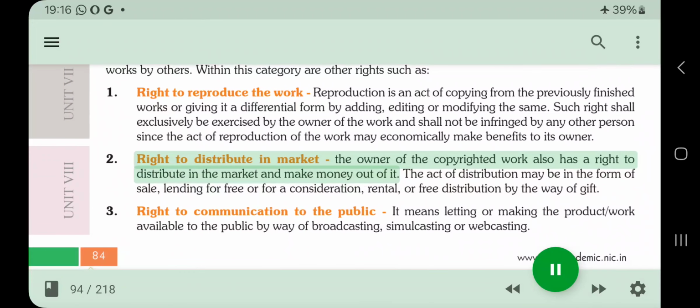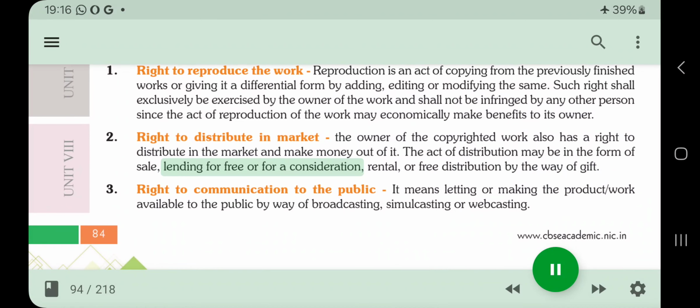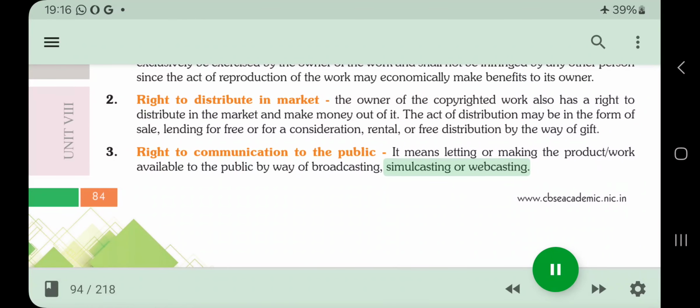2. Right to distribute in market. The owner of the copyrighted work also has a right to distribute in the market and make money out of it. The act of distribution may be in the form of sale, lending for free or for a consideration, rental, or free distribution by way of gift. 3. Right to communication to the public. It means letting or making the work available to the public by way of broadcasting, simulcasting, or webcasting.